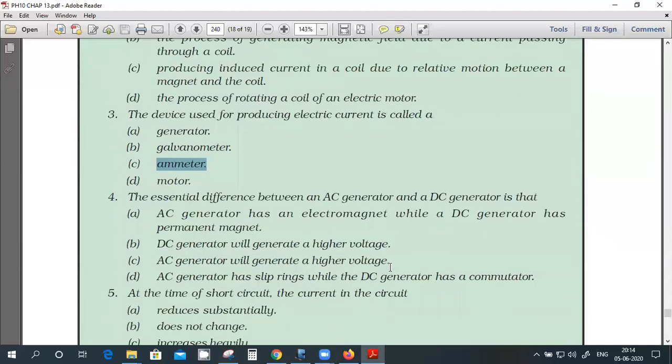Okay. The essential difference between AC generator and DC generator. Difference. What is the difference?